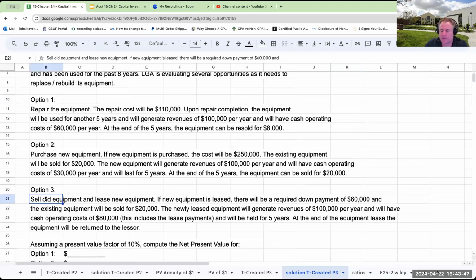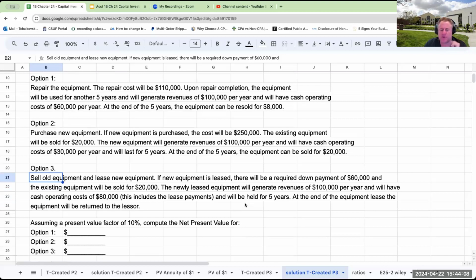Option three: sell the old equipment and lease new equipment. If the new equipment is leased, there will be a required down payment of $60,000, and the existing equipment will be sold for $20,000. The newly leased equipment will generate revenue of $100,000 per year and have cash operating costs of $80,000 per year, including the lease payments, and will be held for 5 years. At the end of the equipment lease, the equipment will be returned to the lessor.